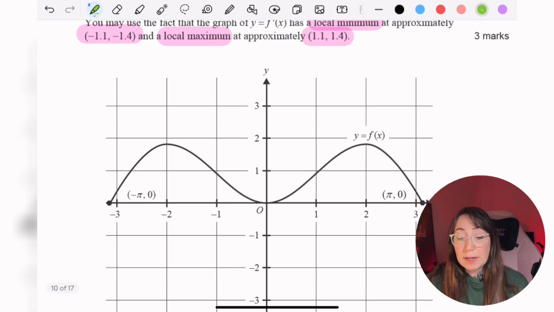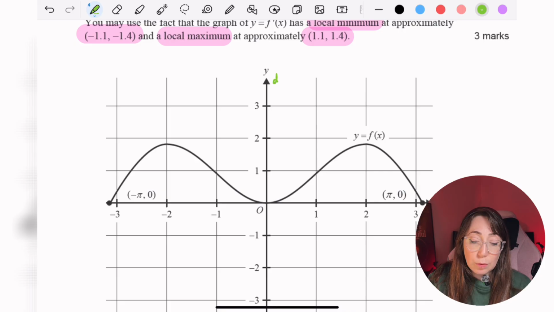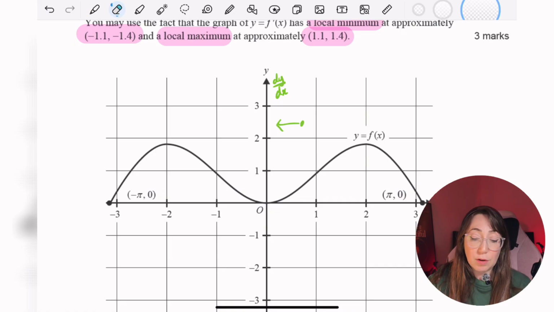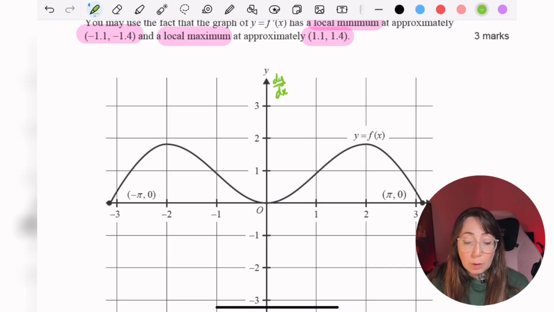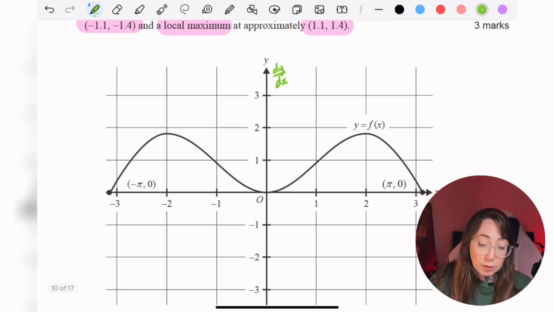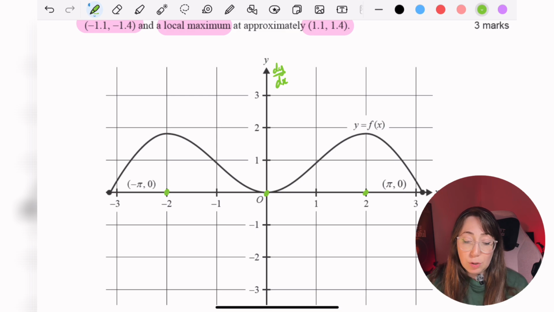So to sketch our gradient graph, the x-axis stays the same, but the vertical axis turns into our gradient. That means any coordinate that I put in, that second value, is actually going to be the gradient at that point. So I'll always start off with the stationary points because the gradient of a stationary point is 0. I can see the stationary points at negative 2, 0, and at 2. So those points will go in first.